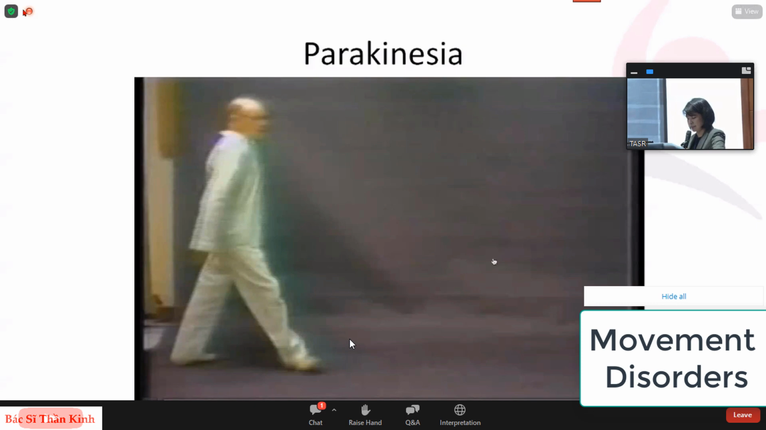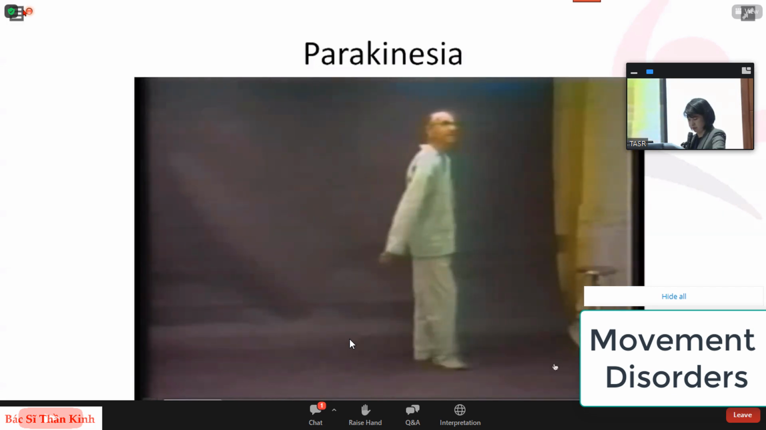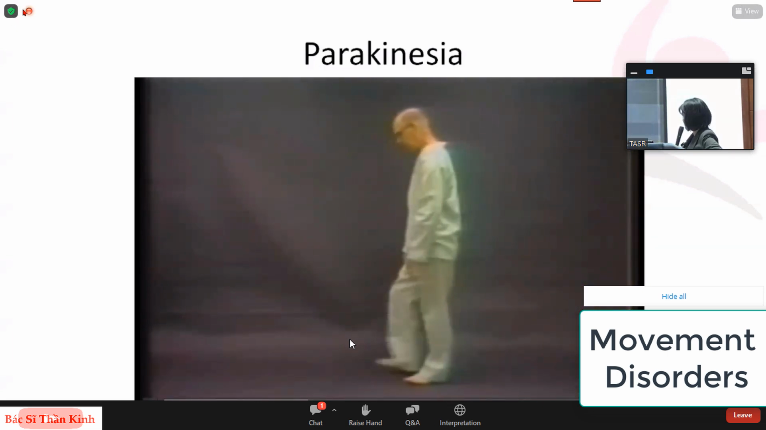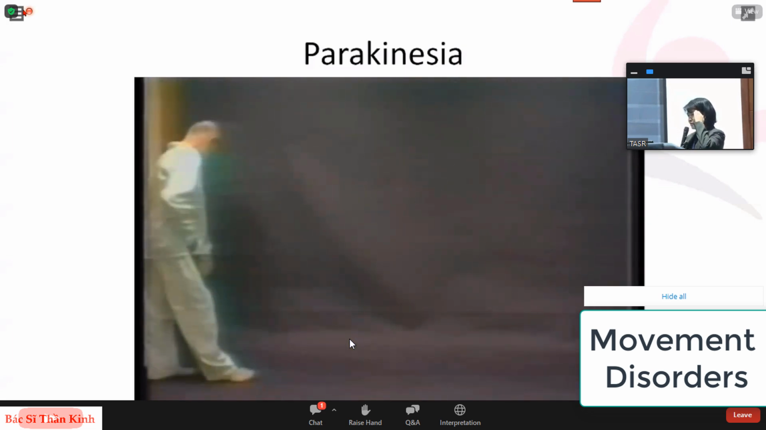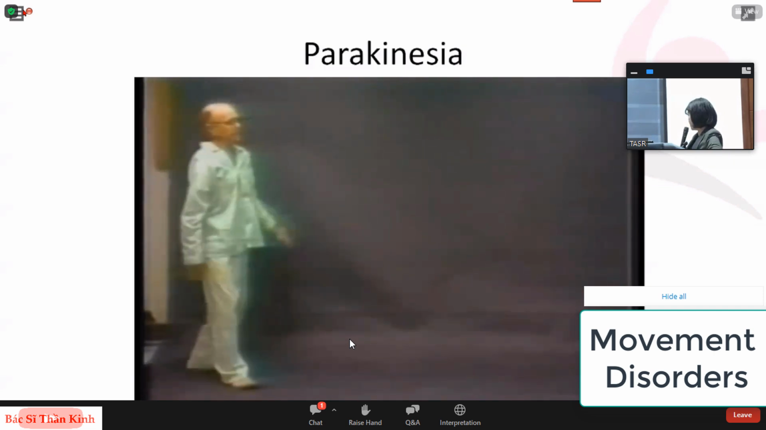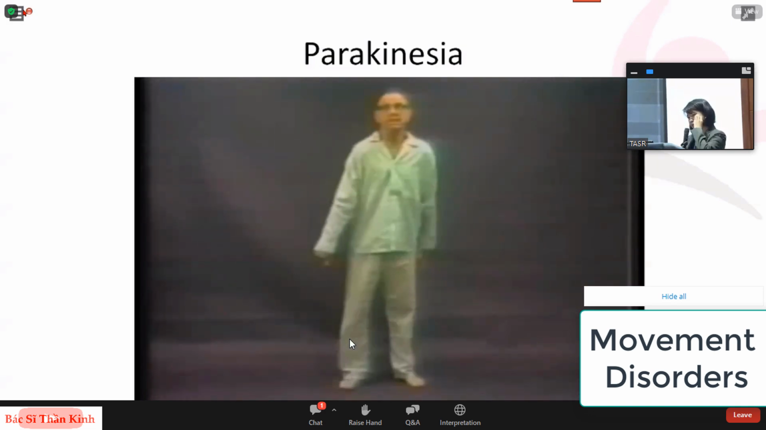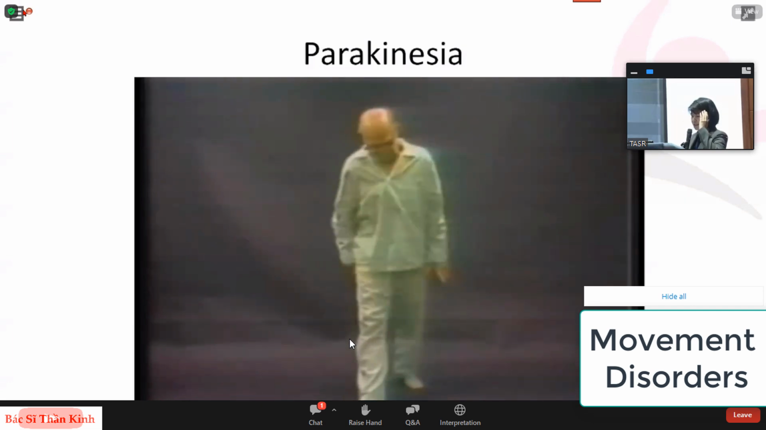Another is parakinesia. This is a patient with HD. He is also a Huntington disease patient with generalized chorea, but you will see that he frequently touches his glasses, his mouth, or any part of the body. This is called parakinesia. This is a voluntary or semi-voluntary movement, such as touching the face or adjusting some part of the body to hide his chorea. This is called parakinesia.